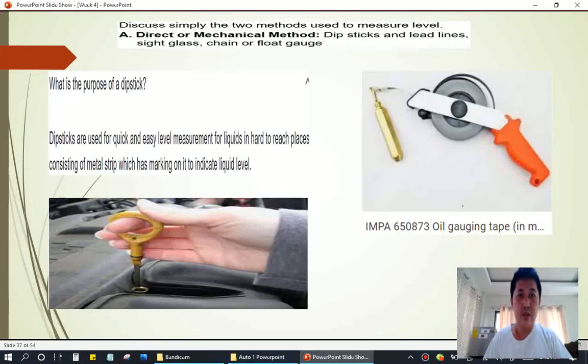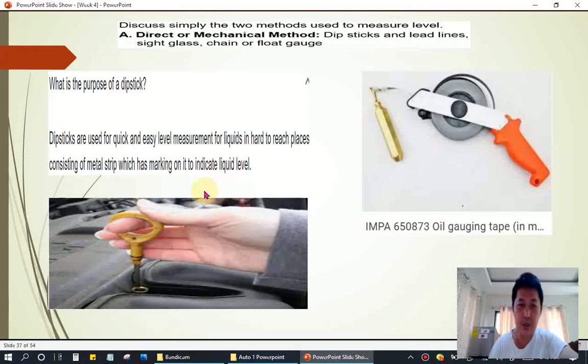Next, I have to discuss the two methods used to measure level: the direct or mechanical method, with the use of the dipstick and the lead lines, sight glass, chain, or float gauge. So what is the purpose of the dipstick? Dipsticks are used for quick and easy level measurement of liquids in hard to reach places, consisting of a metal strip which has markings on it to indicate liquid level.